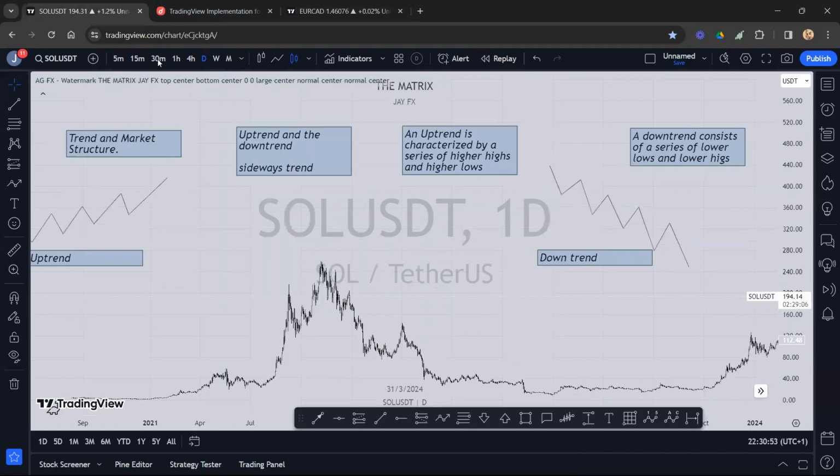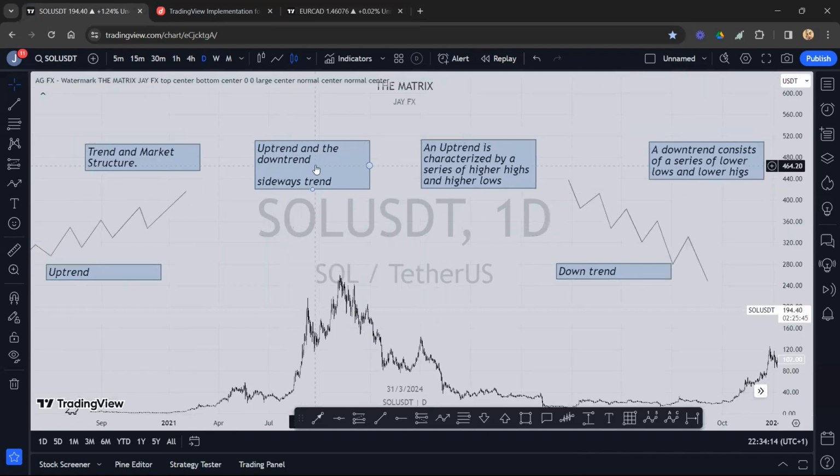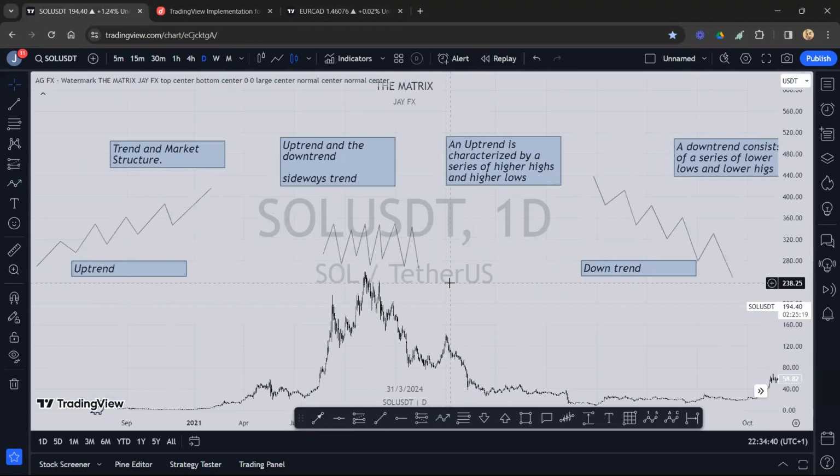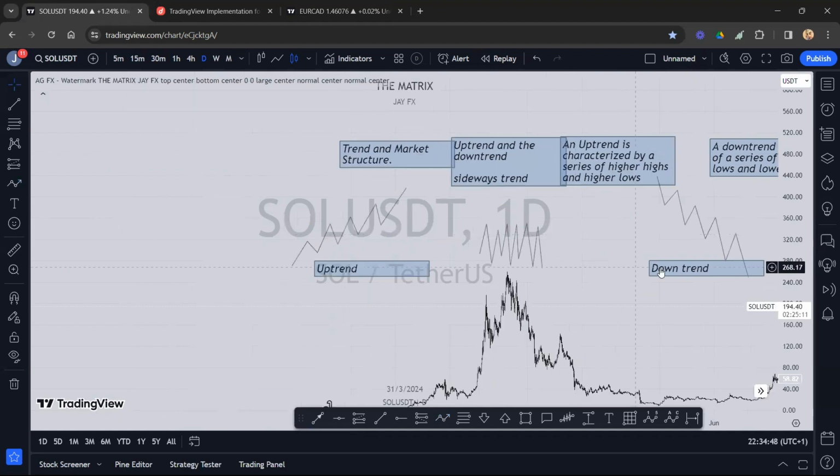All right, so we've been able to look at the uptrend, downtrend, and the sideways trend. Let me draw an example here. So this is a sideways trend, something like this. The market is doing something like this. So this is an example of a sideways trend. So we've been able to identify an uptrend, sideways trend, and a downtrend. Any question before we move on?